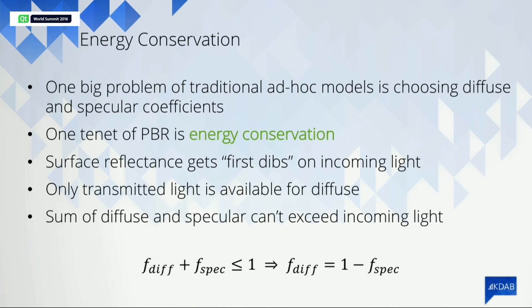Not quite done yet, though. We also need to worry about energy conservation. If we have a surface with light shining on it, then some light gets reflected. We know that from the Fresnel term. Some light then transmits and undergoes further scattering. So it's the specular term that gets first dibs on the light. We can work out how much light is available for the diffuse reflection by doing 1 minus the specular contribution. We can't make more energy than what is going into the system.